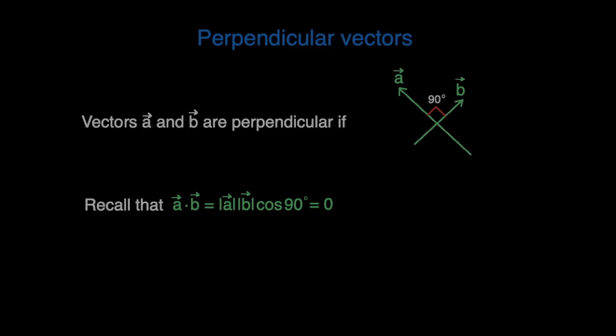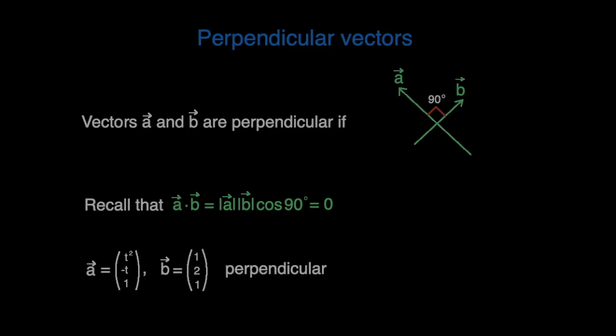And, in fact, alpha equal to 90 degrees is the only way this scalar product can go to 0, because we assume the vector A and the vector B are non-zero, and so the length of the vector A and the vector B cannot be 0. So, to conclude, saying two non-zero vectors are perpendicular is equivalent to saying their scalar product is 0. Let us now apply this property of vectors.